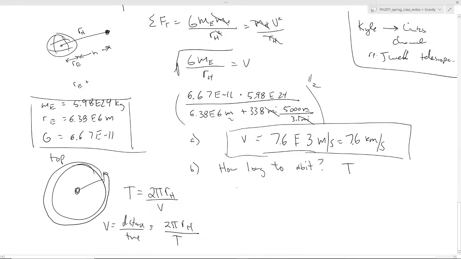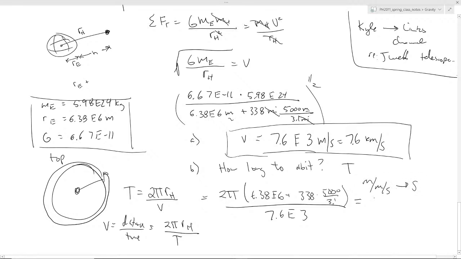In any case, when you put in our numbers, r would be what we have up here. Our velocity is this number that we just found. You get a number in seconds. So this is meters divided by meters per second, so that'll give you something in seconds. And it's a pretty big number, 5.7 times 10 to the 3 seconds. It's kind of hard to visualize that.